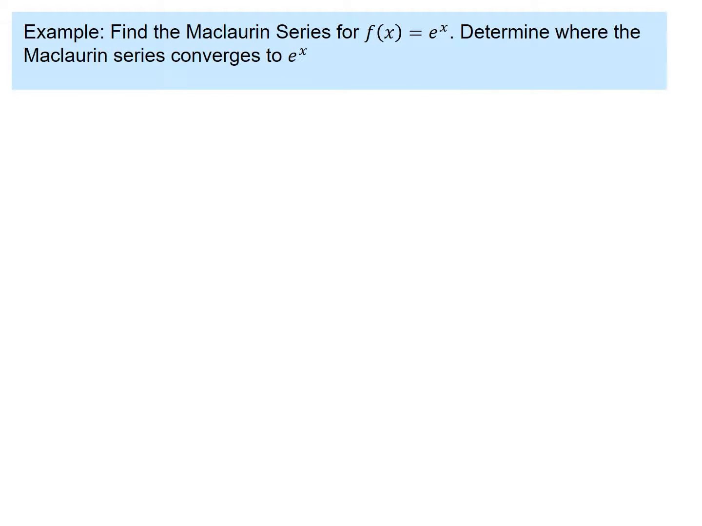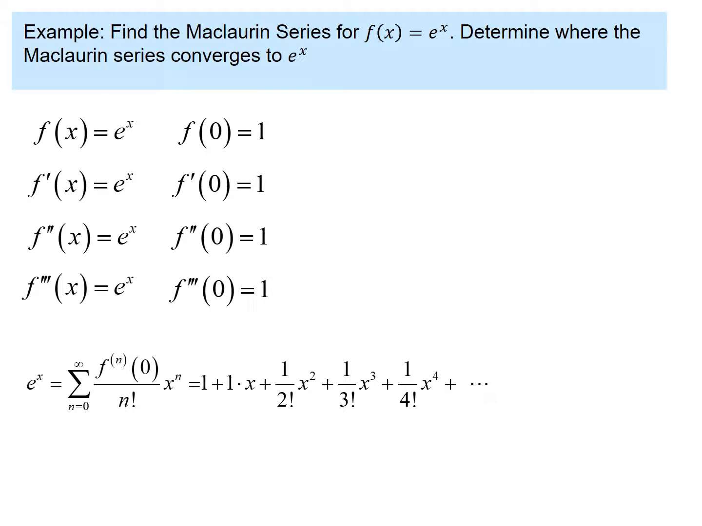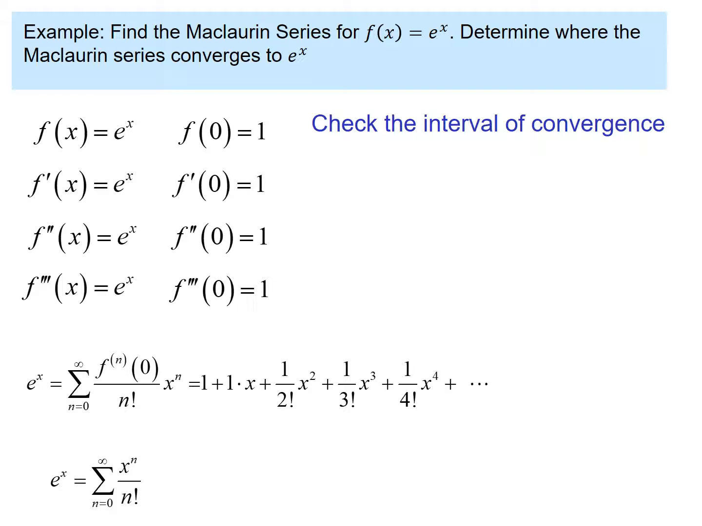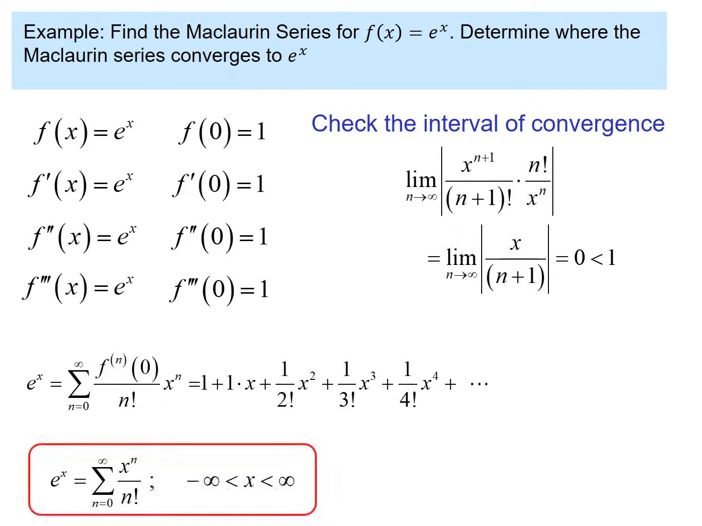All right, let's find the Maclaurin series for e to the x, and we want to determine the interval of convergence. So let's start by taking some derivatives of e to the x and evaluating at 0. And we know every derivative of e to the x is 1. Plug that into our formula. And writing this in sigma notation, we have the sum of x to the n over n factorial. Let's check the interval of convergence. So use ratio test, simplify it down, and this always goes to 0, which is always less than 1. Which means the interval of convergence is from -infinity to positive infinity.